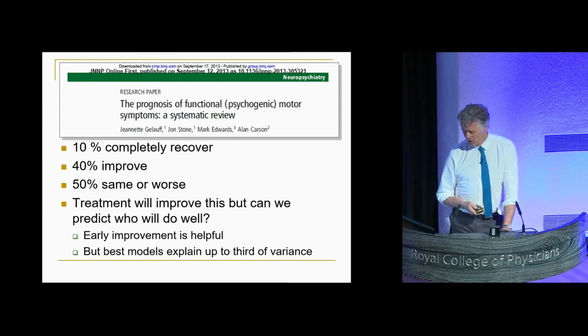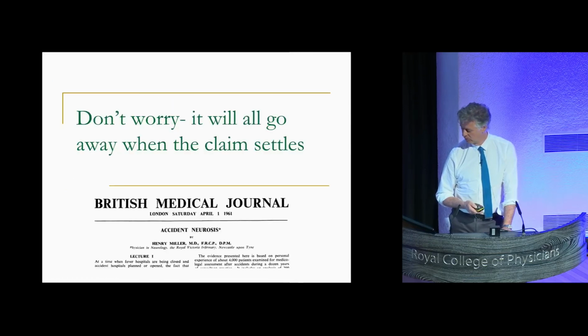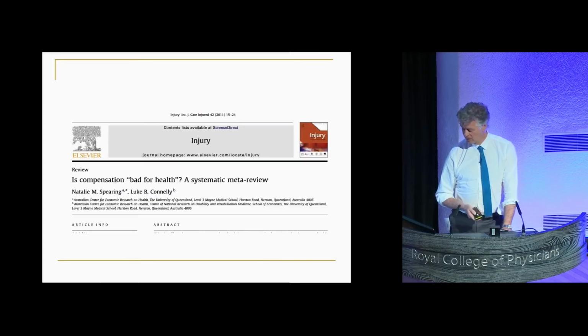I think we've got to be cautious. When we try to get the best models, we can really only explain at most about a third of the variance. So there's a lot about who does well and who doesn't that we don't know. I think the only real predictor is early improvement. This is the constant claim. Don't worry, it'll all go away when the claim settles. Systematic reviews of this reveal no support for this notion at all. There are problems with the research. They also reveal the fact that the research is appalling.